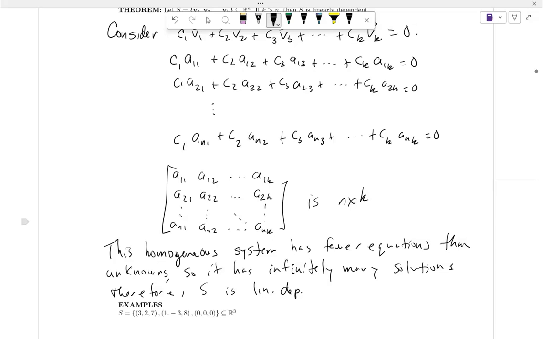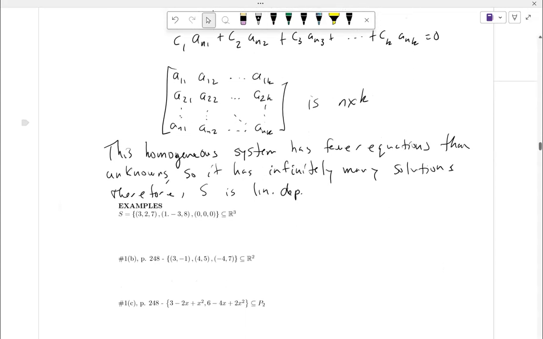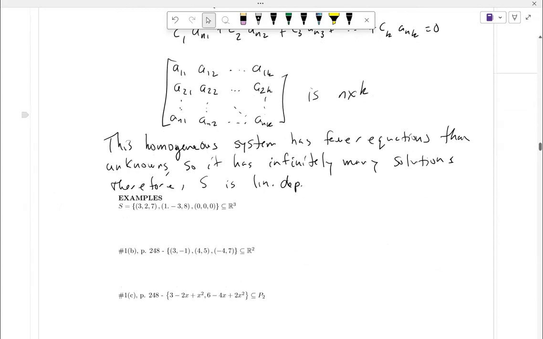Okay, so let's see if we can look at some examples here. Get some things with numbers in them. Hopefully these examples won't be too difficult to see what's going on.